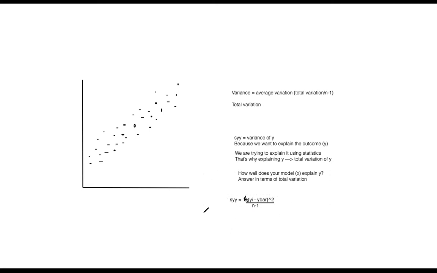So this is the variance formula. This is what we had, and this sum actually looks terrible. Let me draw it again. Okay, it's slightly better. All right, so this is the variance formula. It is average variation. But now if I were to get rid of the denominator here, I end up with total variation, which is just this numerator part.